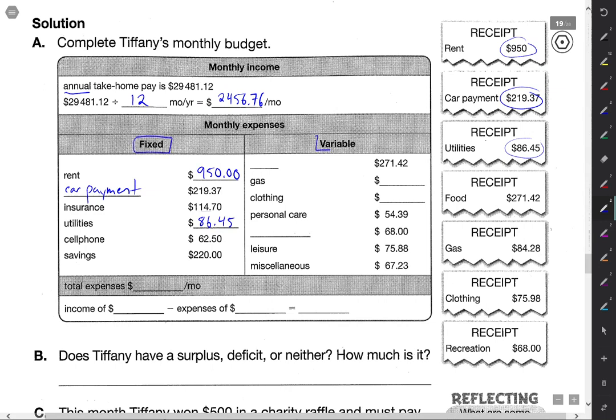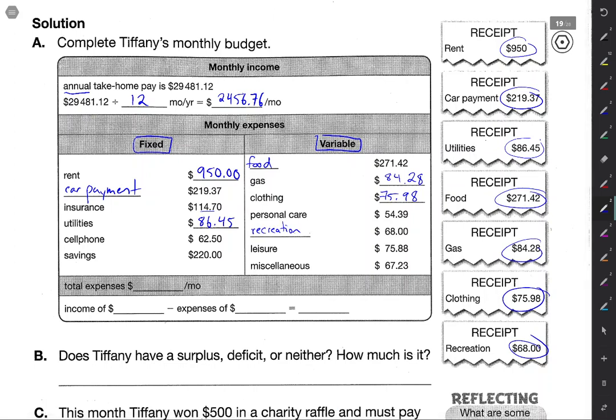But now let's look at her variable expenses. So what did she spend $271 on? Well, that would be food. Food adds up fast. Gas, she spent $84 and 28 cents on. Clothing, she decided to go for some clothing shopping, so she spent $75.98. Personal care they gave us, and then she spent $68 on recreation, so maybe she did an escape room, or she went to the Red River X and spent money on those tickets. And then leisure and miscellaneous is also there.